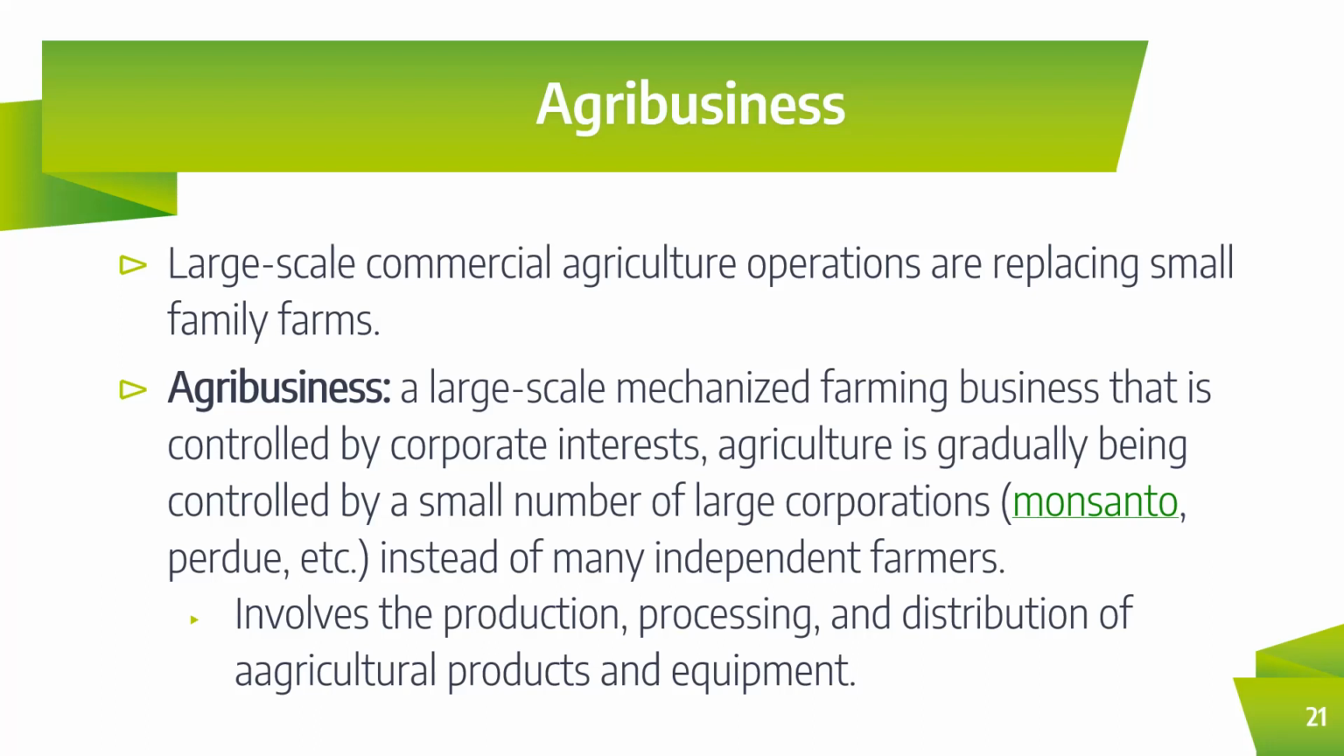Okay, so because of agribusiness, we've seen large-scale commercial agricultural operations replace small family farms. We're thinking of corporations and businesses like Monsanto, Purdue, and whatnot. So we've been seeing the rise of those organizations compared to independent farmers succeeding and being able to continue to practice, say, subsistence agriculture. And with agribusiness, this is going to involve the production, processing, and distribution of agricultural products and equipment. And I see two A's there.